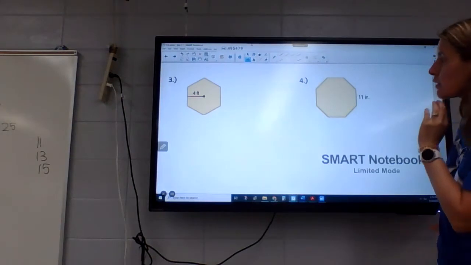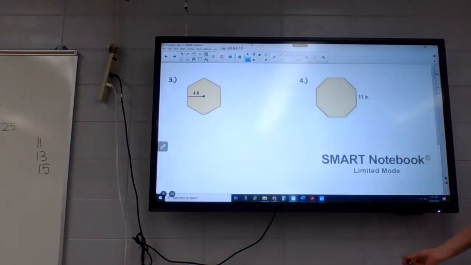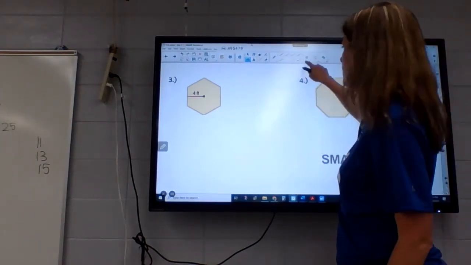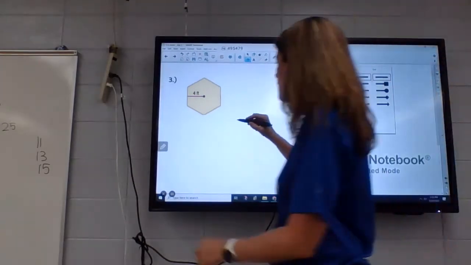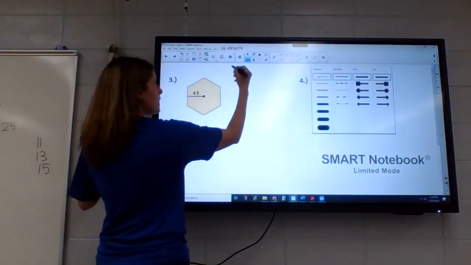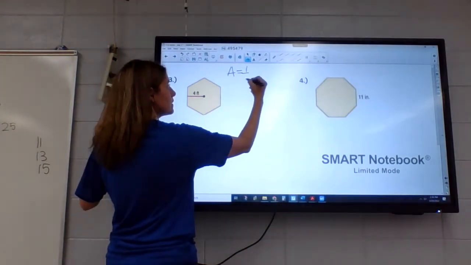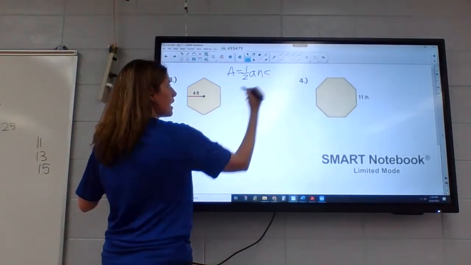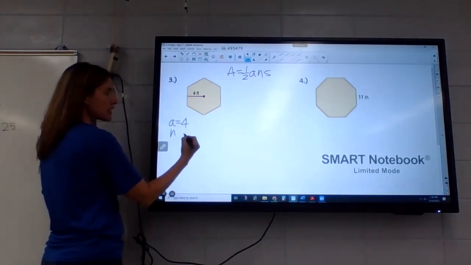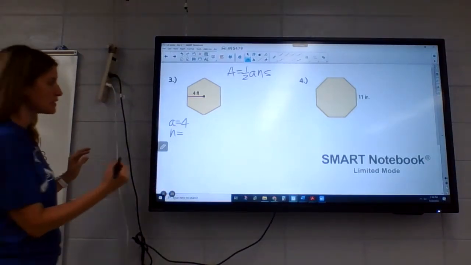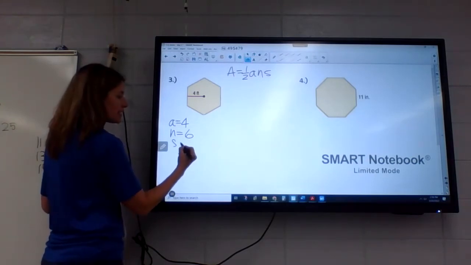Okay, so our next one here, what information have they given us? They gave us little a, the apothem. So in my one-half a n s, I know little a is 4. I know the number of sides is how much? 6, thanks for being on count. And then we need to find the side length.